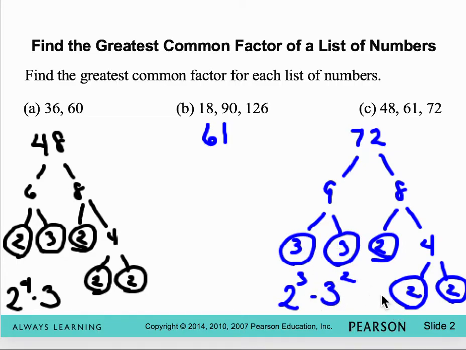Okay, look and see what they have in common. Because this only has a factor of 61, this thing doesn't have anything in common. If there's no other common factor, there's always a 1. And we would call these relatively prime.